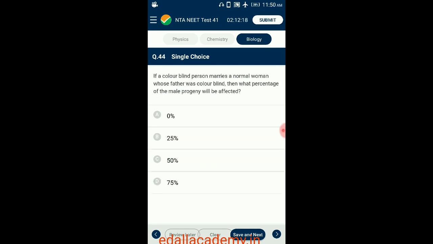44. If a colorblind person marries a normal woman whose father was colorblind, then what percentage of the male progeny will be affected? Overall, 50% of males are affected, as colorblindness is an X-linked recessive trait. So the correct answer for this question is option C, 50%. If a colorblind person marries a normal woman whose father was colorblind, around 50% of male progeny will be affected. So the correct option is C.